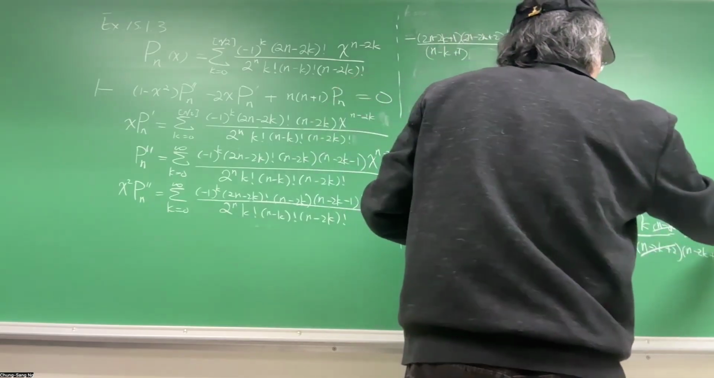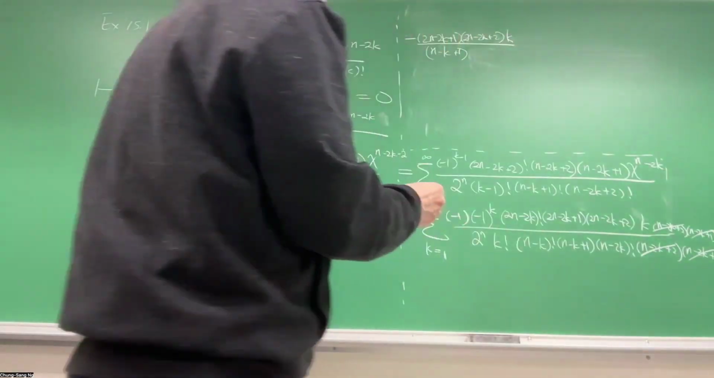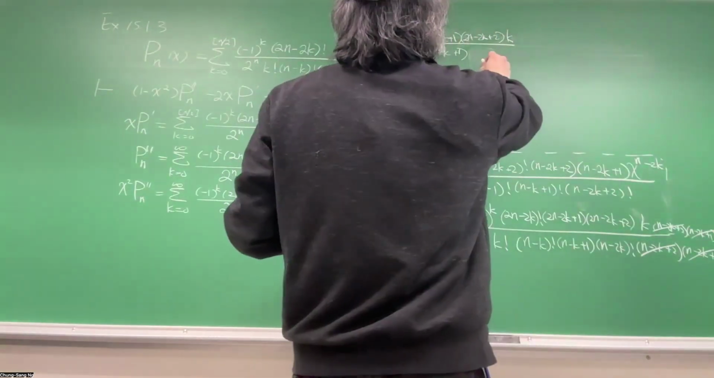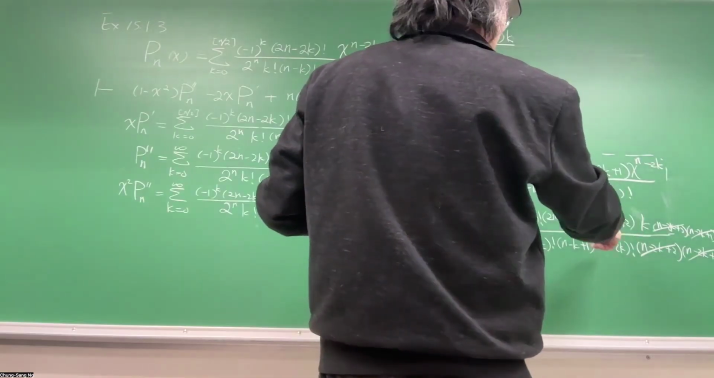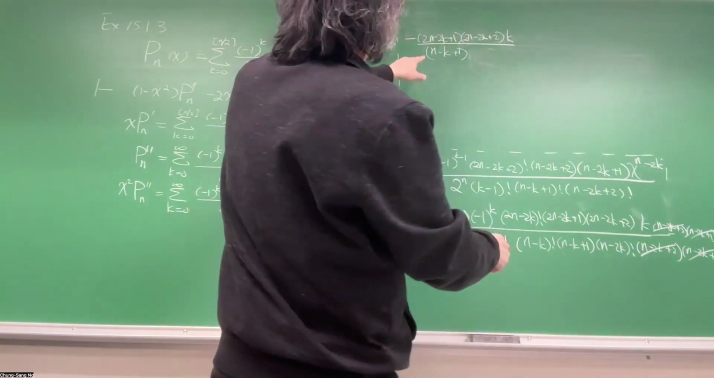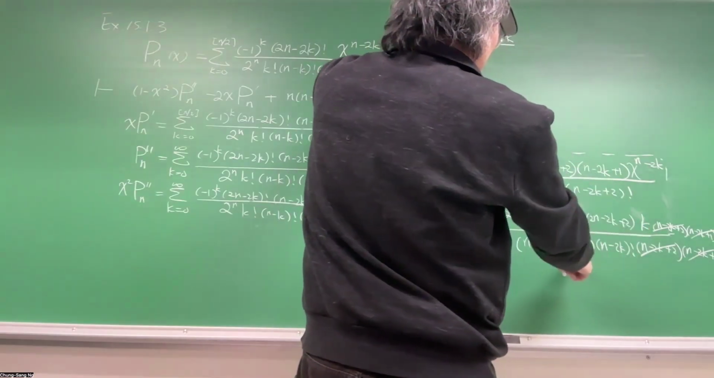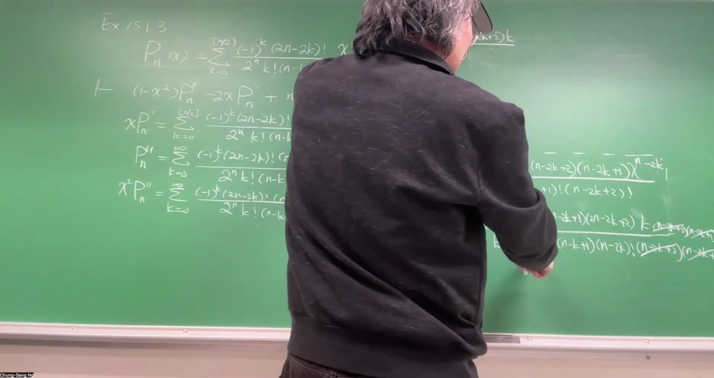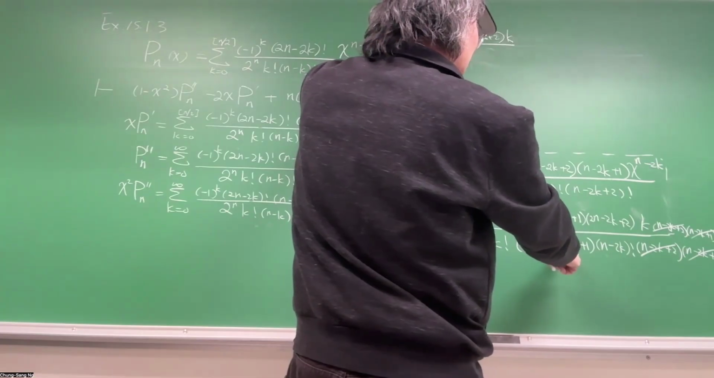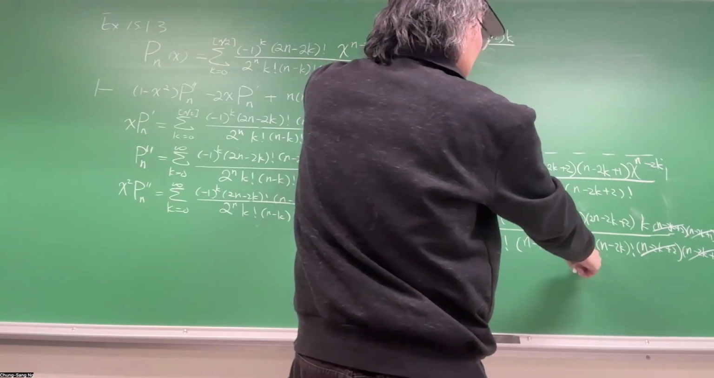Cancel which? Oh, yeah, cancel with this term. Okay, so actually, whatever I have, n, this one, and this one, and k, and the denominator is this one, right?